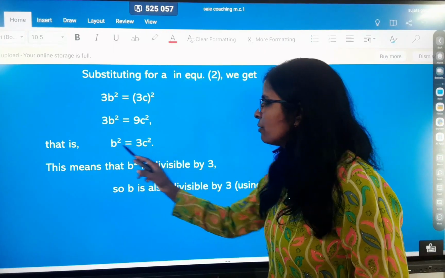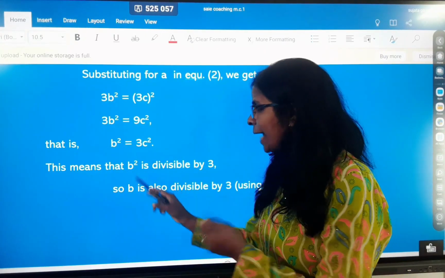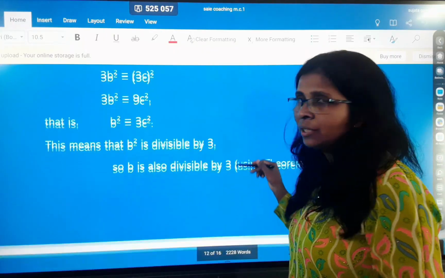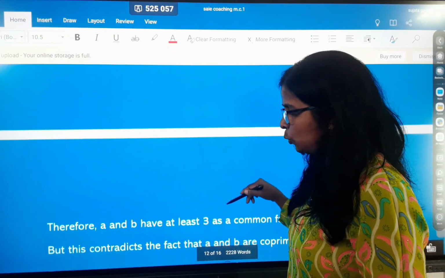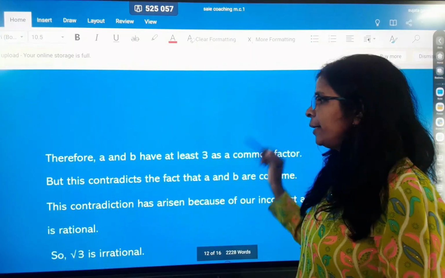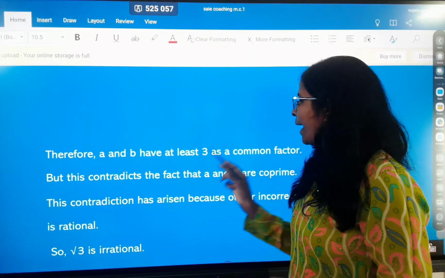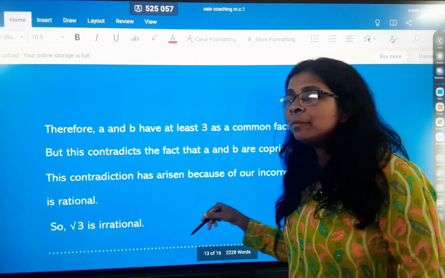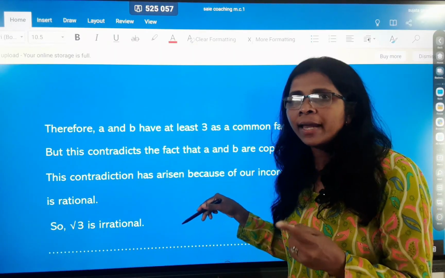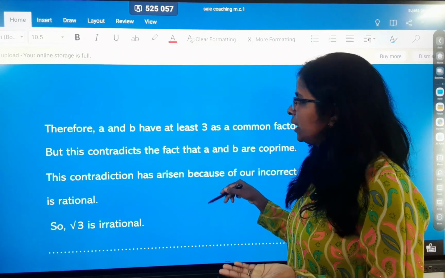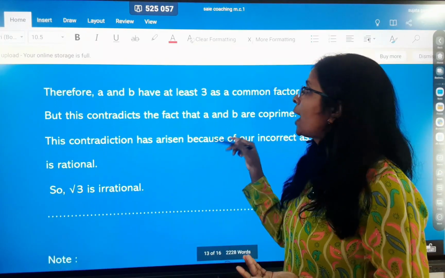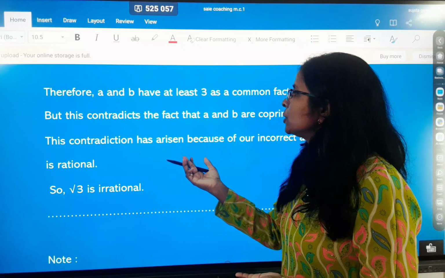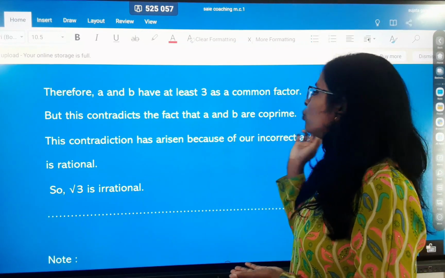So b square is divisible by 3, that means b is also divisible by 3 by using theorem 1.2. Therefore a and b have at least 3 as a common factor. फक्त a आणि b ला फक्त एकच कॉमन फॅक्टर आहे, and that is the 3. पण जर हा 3 कॉमन फॅक्टर असेल तर काय होईल? This is a contradiction that a and b are co-prime.